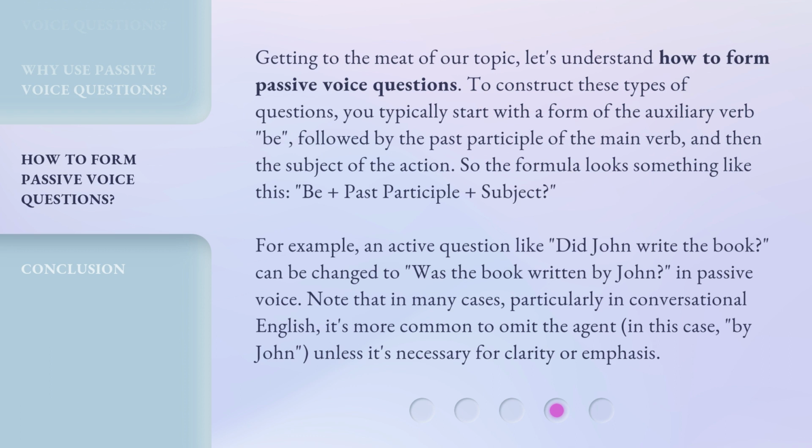For example, an active question like, did John write the book? Can be changed to, was the book written by John? In passive voice. Note that in many cases, particularly in conversational English, it's more common to omit the agent, in this case, by John, unless it's necessary for clarity or emphasis.